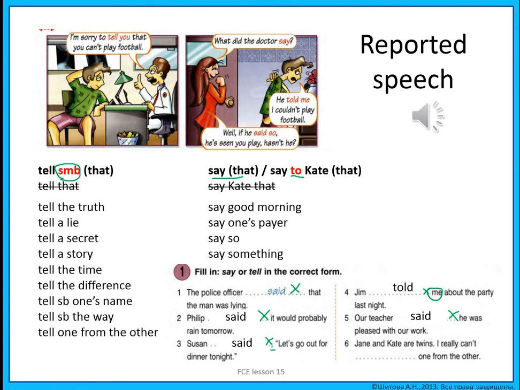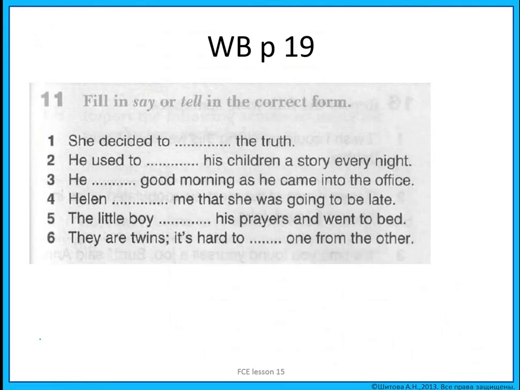Jane and Kate are twins. I really can't tell one from the other. It's a set expression with one from the other. So we use I can't tell one from the other. Отличить одно от другого. Next.